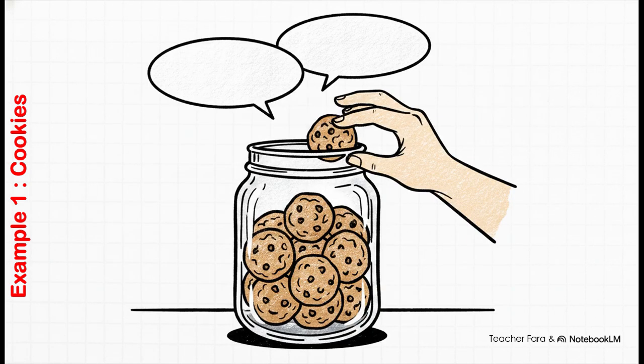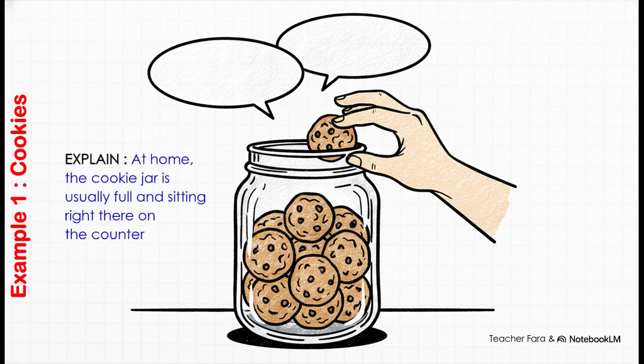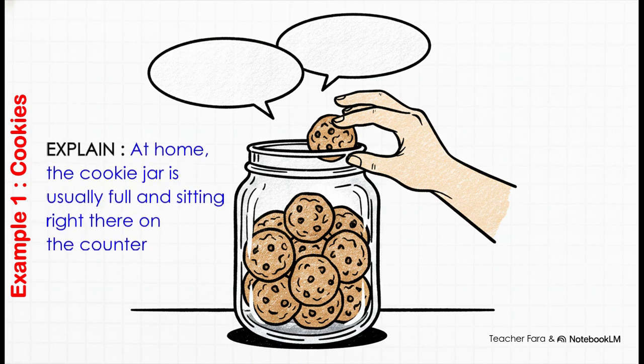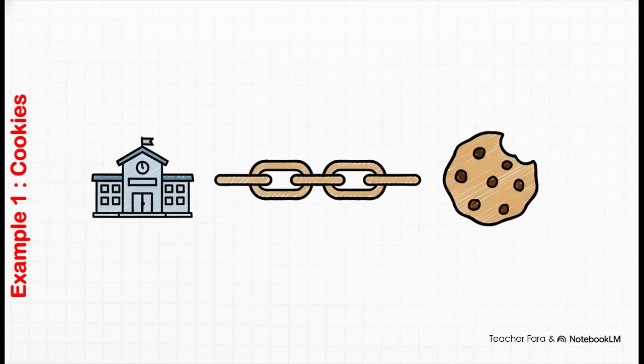Then comes the explain step. This is where you connect the dots for your reader. Here, we'd explain that at home, the cookie jar is usually full and sitting right there on the counter, totally ready to grab. Finally, you hit them with the link.